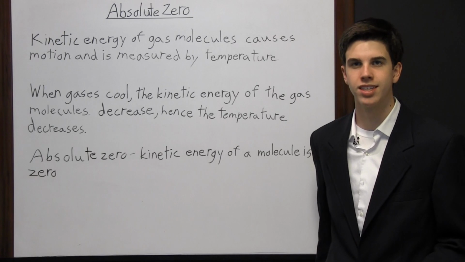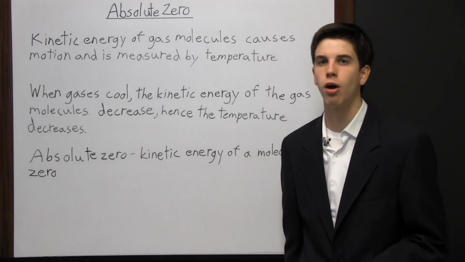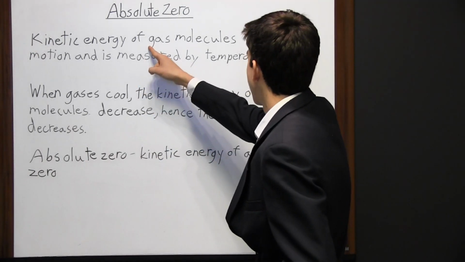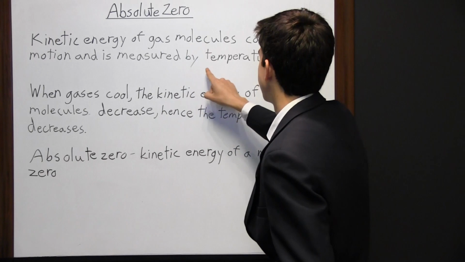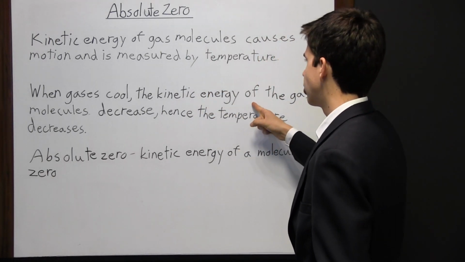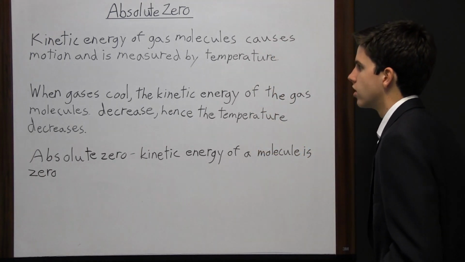Absolute zero is the temperature of 0 degrees Kelvin. But I first want to look at how we get to that temperature. All right, so kinetic energy of gas molecules causes motion and is measured by temperature. And when gas is cool, the kinetic energy of the gas molecules decreases. Hence, the temperature decreases.